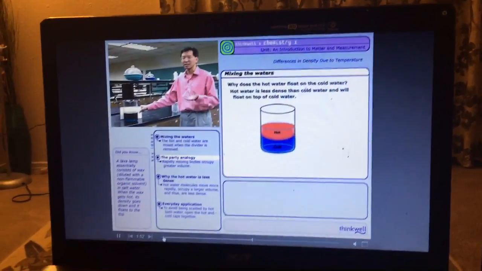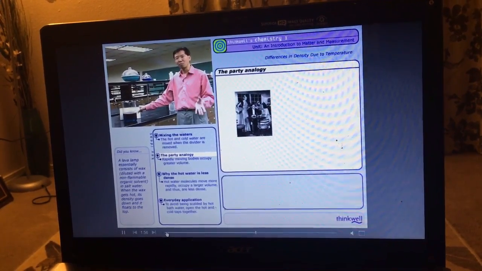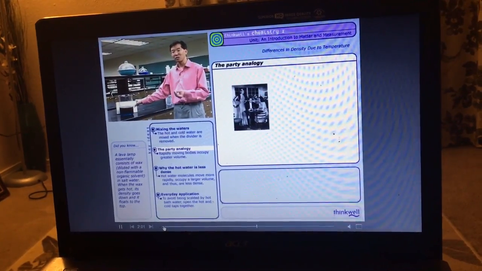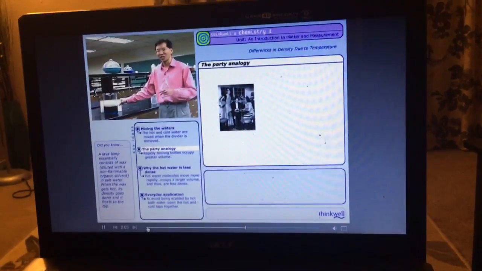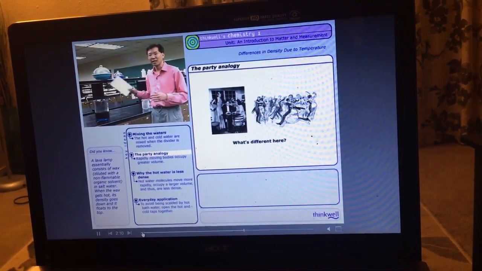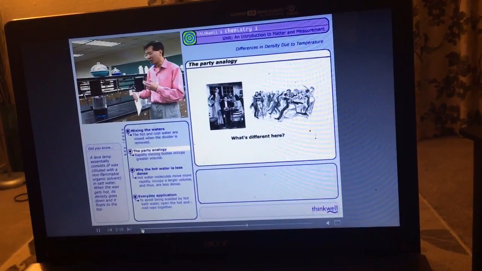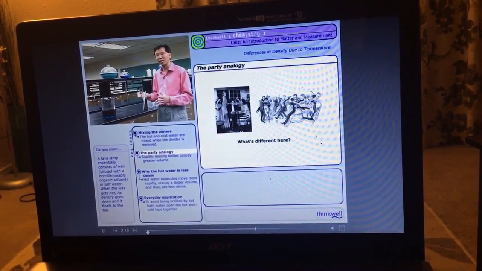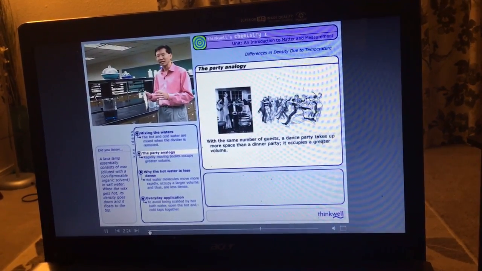If you're at a cocktail party and everyone's just standing around and talking, you can have a lot of people in the room and they don't take up much space. But if you have a dance party where people are gyrating and bumping into each other and knocking each other down, then they're going to take up a lot more space. They have more energy, they're going to take up more space. So the idea is that when you have something with a lot of energy, it occupies a greater volume, all other things being equal. So the same amount of compound, the one that has the greater average kinetic energy is going to take up more space.